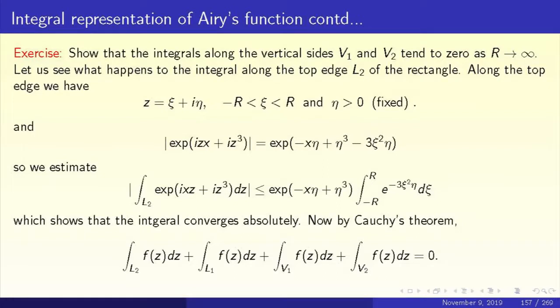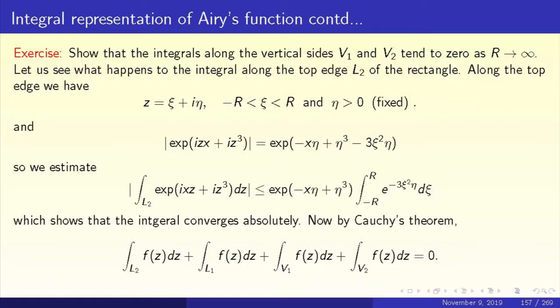Okay. Now, show that the integrals along the vertical sides v1 and v2 tend to 0 as r goes to infinity. This is exactly the situation that parallels our earlier discussion about the Fourier transform of the Gaussian. Over there also we integrated over a rectangle, and the integral over the base of the rectangle gave us the integral that we wanted, and the integral over the vertical sides goes to 0 as r goes to infinity. This is something that you need to check.